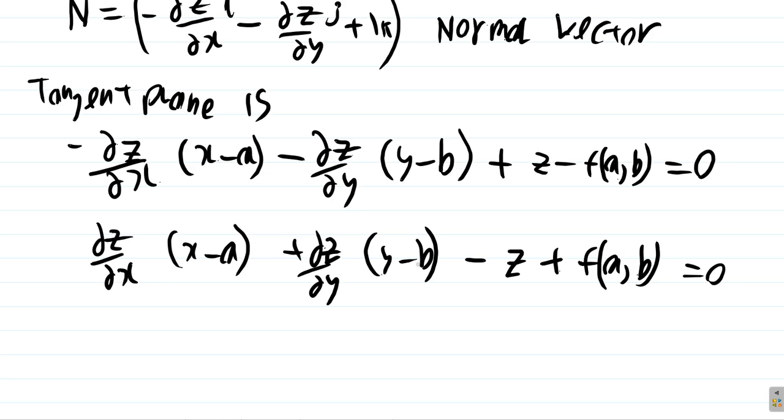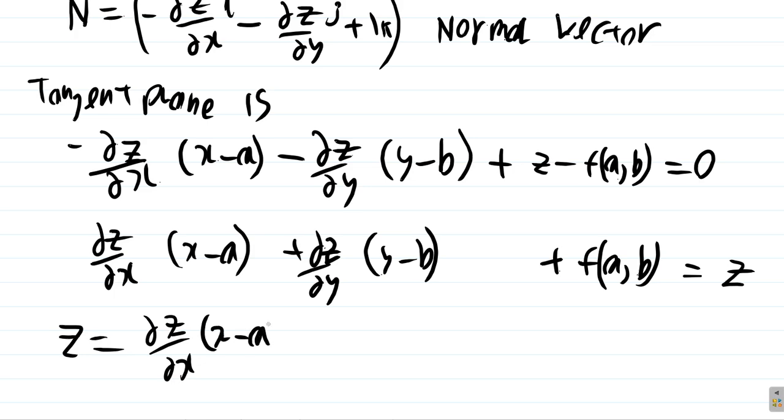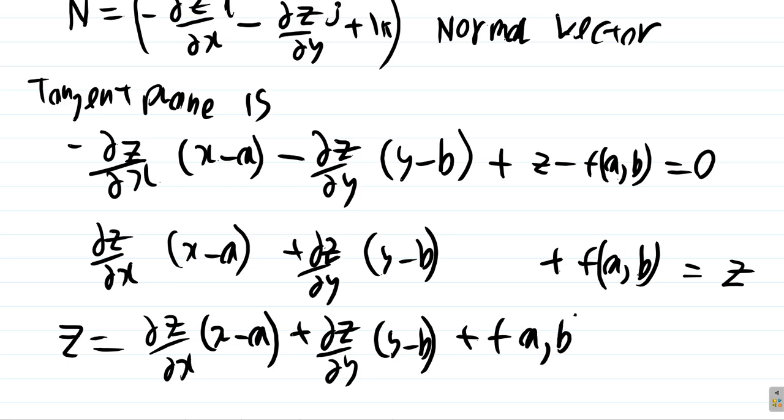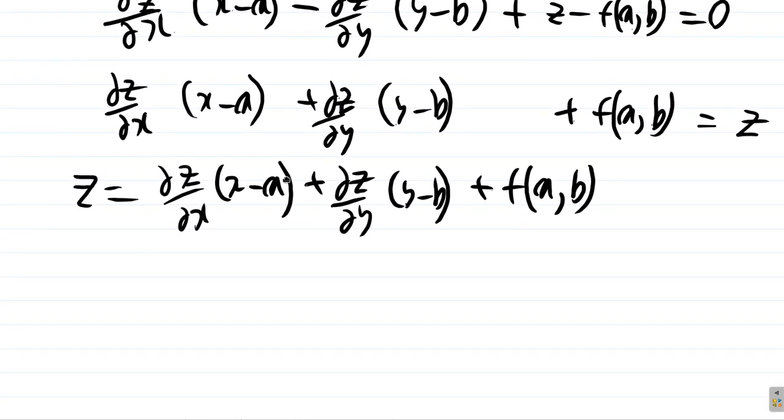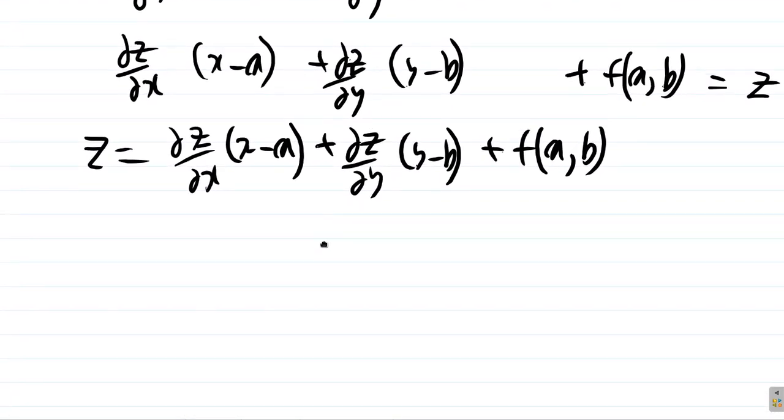Now, suppose you add z to both sides. What would happen? This would go, and you'll have equal z. Rewriting it like this, z would be equal to ∂z/∂x (x minus a), plus ∂z/∂y (y minus b), plus f(a, b). So that's how you sometimes see the equation of the tangent plane written. Alright? This is how they get it.